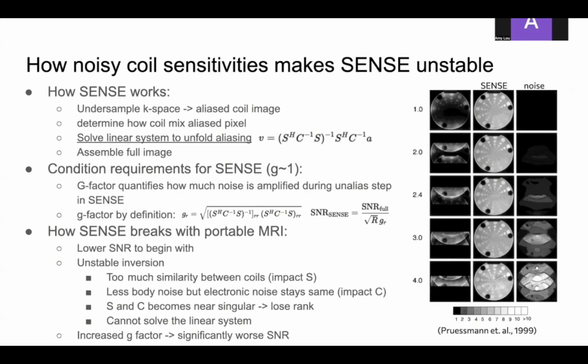The images on the right illustrate this. As the G factor increases from 1 to 4, the SENSE reconstruction becomes progressively noisier, and by G equals 4, the method essentially breaks down. This shows exactly how ill conditioning leads to catastrophic noise amplification.